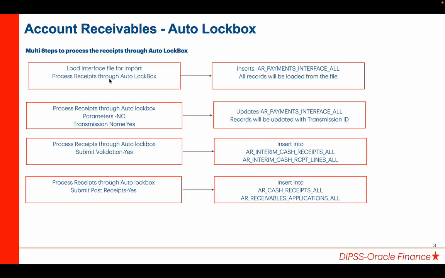When you submit this process, it will fetch all the records in the file and insert them into the AR payments interface. Once it is inserted and succeeded, you can run this process again in the scheduled process with the transmission option as yes. The system will update the transmission ID in the AR payments interface table, so that all these records belong to this particular transmission name. If you submit with a different transmission name, it won't take these records, because they are locked by this transmission name.